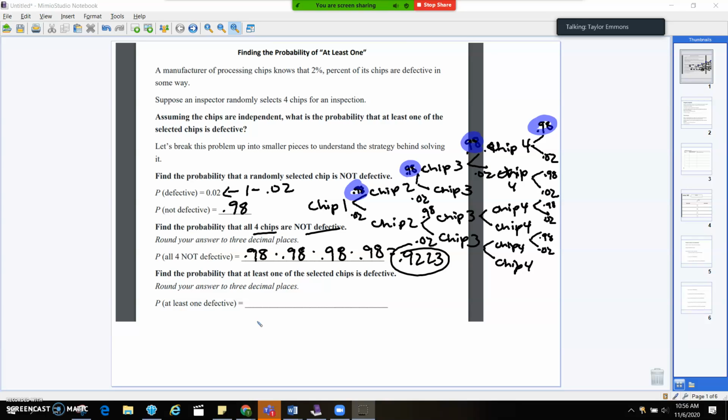Now we're going to find the probability that at least one of the selected chips is defective. So what we're going to do is take 1 minus 0.9223. Again, go into our handy dandy calculator and subtract, and that's going to give us 0.0777. So it's about 7% that we're going to get at least one defective chip.